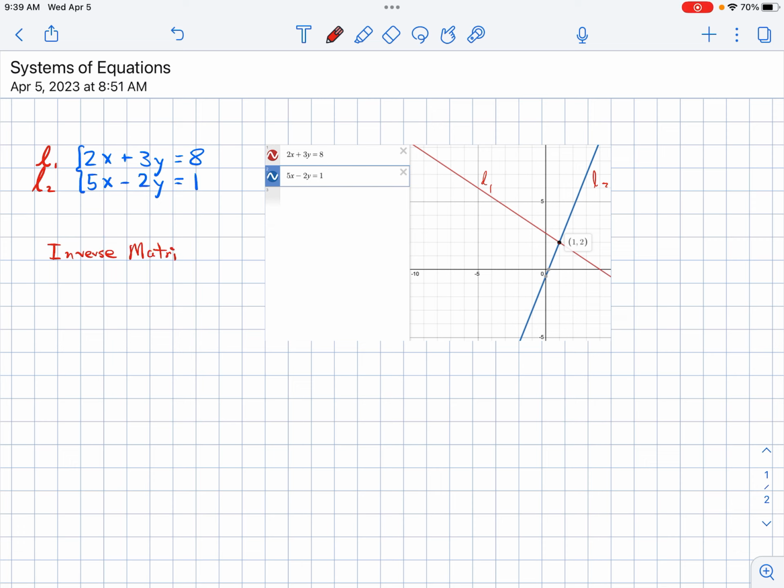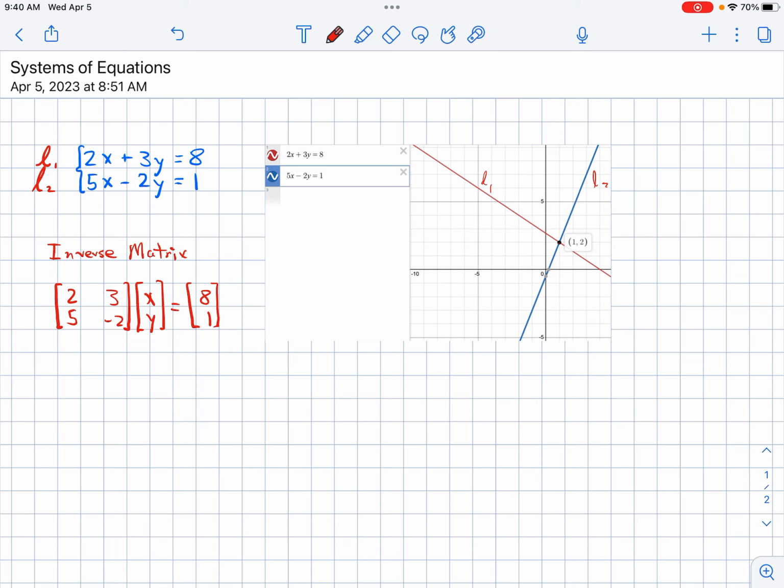And the inverse matrix method says that we can rewrite this system in matrix form. So I've got [2, 3; 5, -2], and I've got [x; y] here, and then [8; 1]. And now we've written this system of equations in matrix form, and you can see that if I multiply out this left-hand side, I get exactly what it says up there. I get 2x plus 3y, and then it equals that 8 on the other side. 5x minus 2y equals 1.